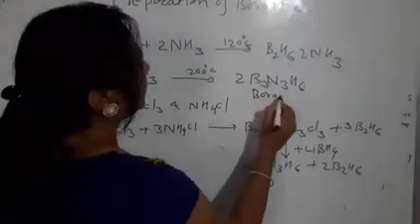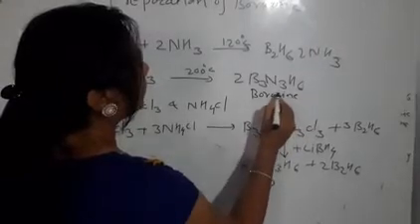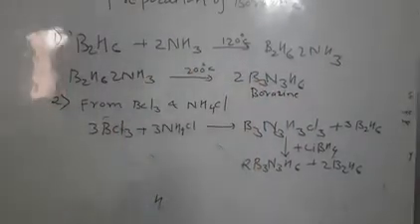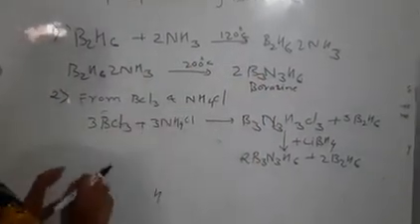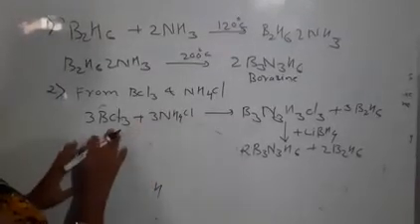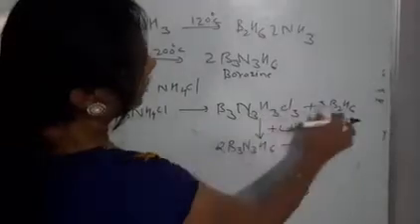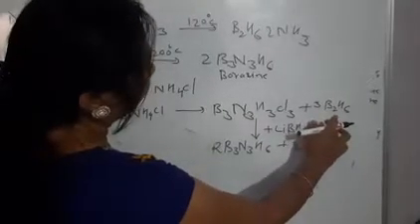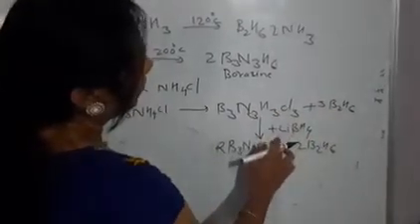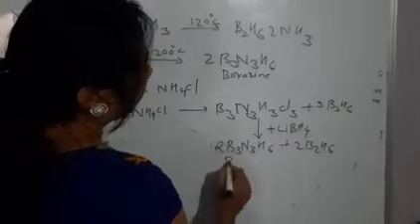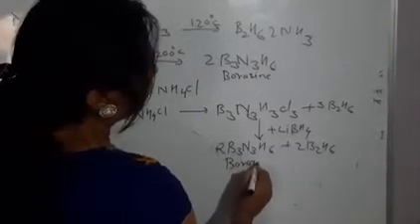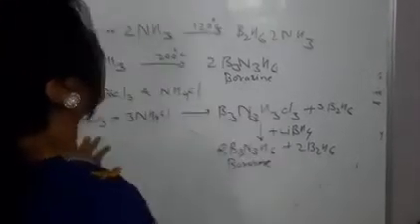This is one of the methods for the synthesis of borazine. Another method is from BCl3 and ammonium chloride. When we take the mixture of ammonium chloride and BCl3, we get a compound with the formation of B2H6, diborane. When it is treated with LiBH4, we again get borazine. Okay, so these are the two methods for the synthesis of borazine.